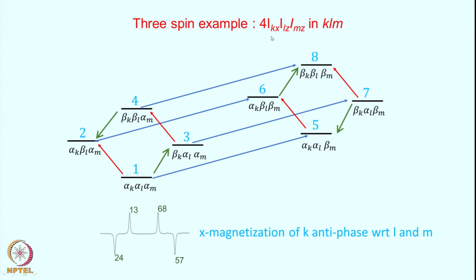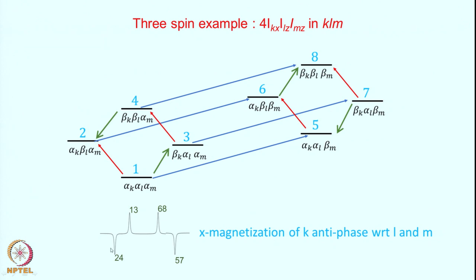So this is the K magnetization. Now we can intuitively think that this is something which is antiphase with respect to both the L spin as well as the M spin. So what do we expect here? In this situation earlier, this group had the same sign as this group. If this is negative positive, this is also a negative positive. That is because we had the in phase character with respect to the M spin. Now the K magnetization in this situation will be antiphase with respect to M as well.